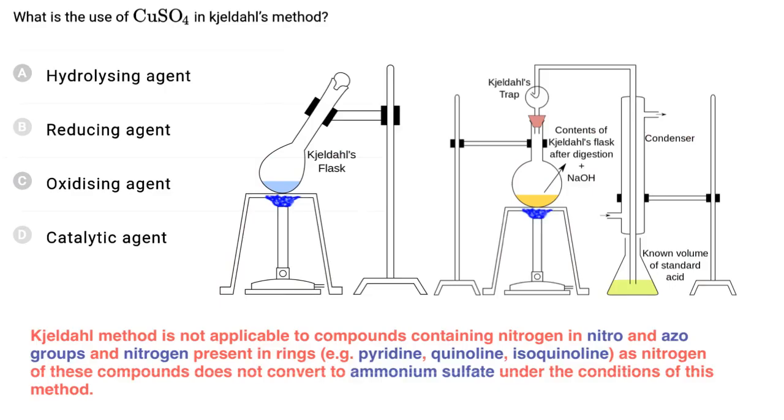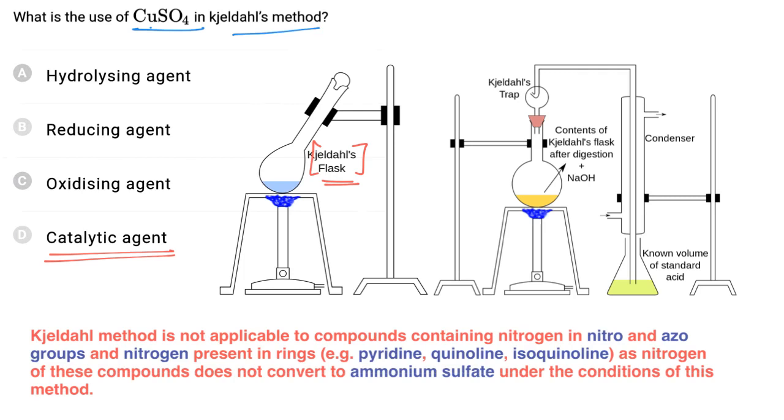In this question we have to find what is the use of copper sulfate in the Kjeldahl method. Now the Kjeldahl method is used to detect the amount of nitrogen in an organic compound, and in this method copper sulfate acts as a catalytic agent. This reaction is called the Kjeldahl method because the reaction takes place in an oval-shaped flask, and this flask is called the Kjeldahl flask, hence the reaction is also called the Kjeldahl method.